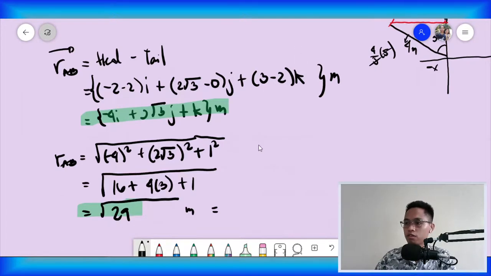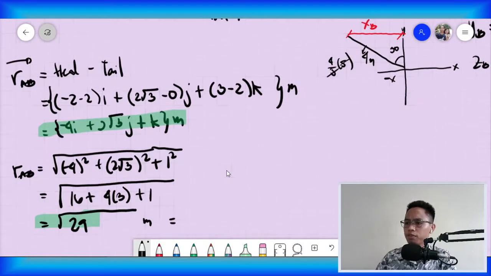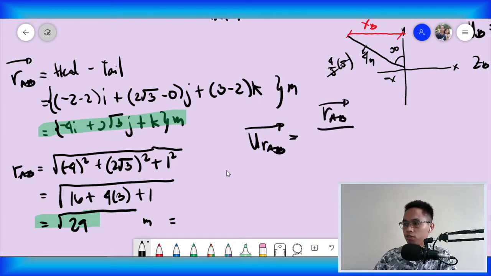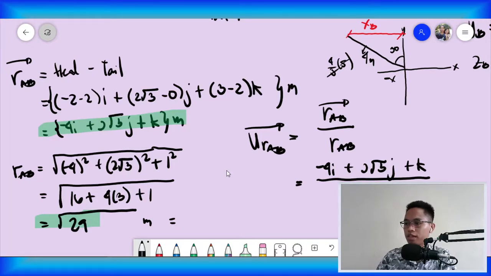So automatically, we can now solve for the unit vector RAB. What is the unit vector RAB? We need it for the formula. This would be the position vector AB over its magnitude or the distance AB. Alright, this would be negative 4i plus 2 square root of 3j plus k over the distance, which is square root of 29. This is in meters, so automatically the unit vector is unitless.